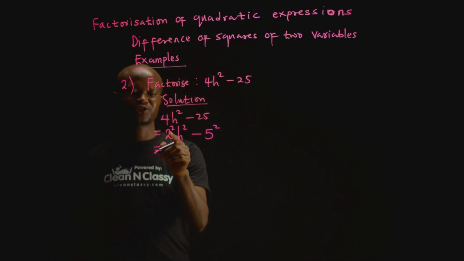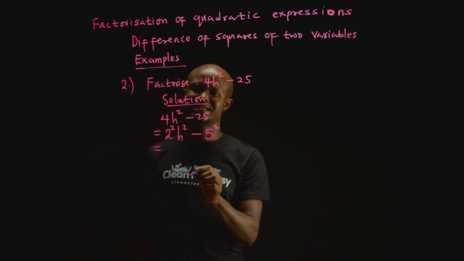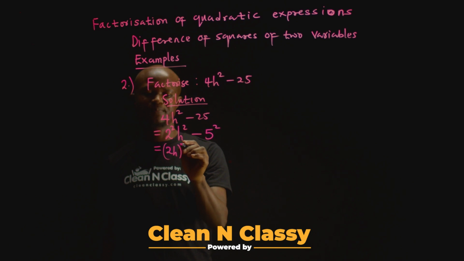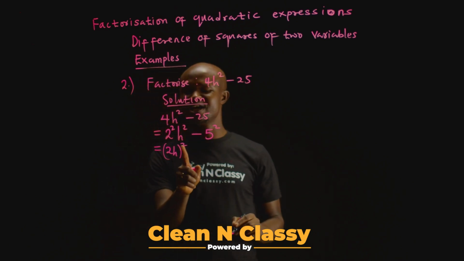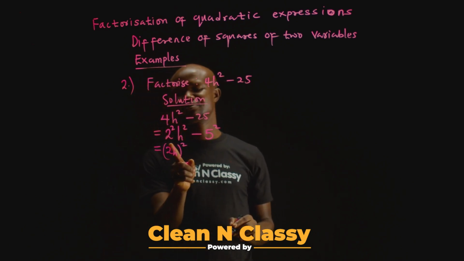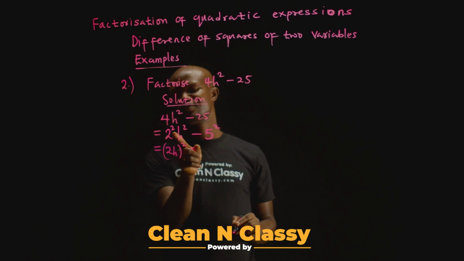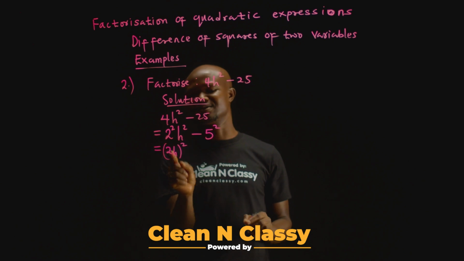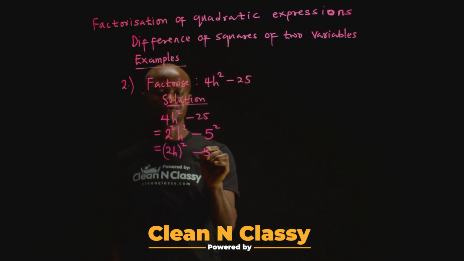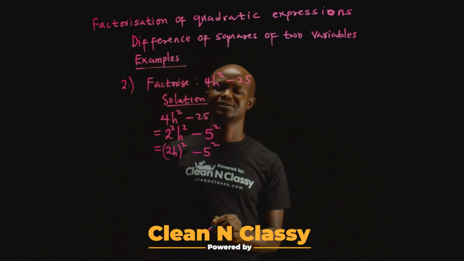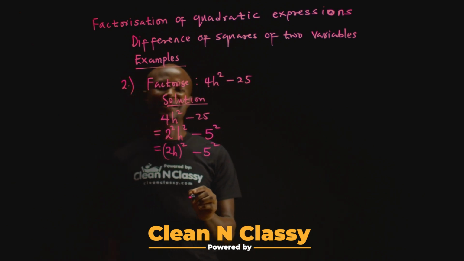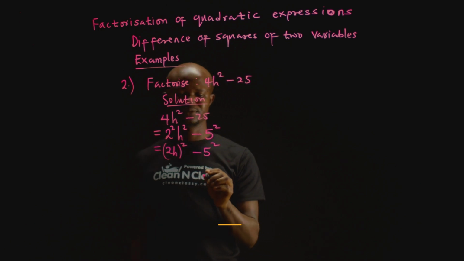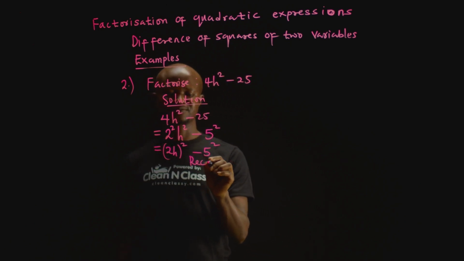So this 2 squared h squared, we can combine it. I can write it as 2h raised to the power of 2. The 2 here affects each expression, which will now give this 2 squared, and this 2 will also affect h. So it's still the same thing. Minus 5 squared. Now, applying the difference of squares of 2 variables, we recall that what?